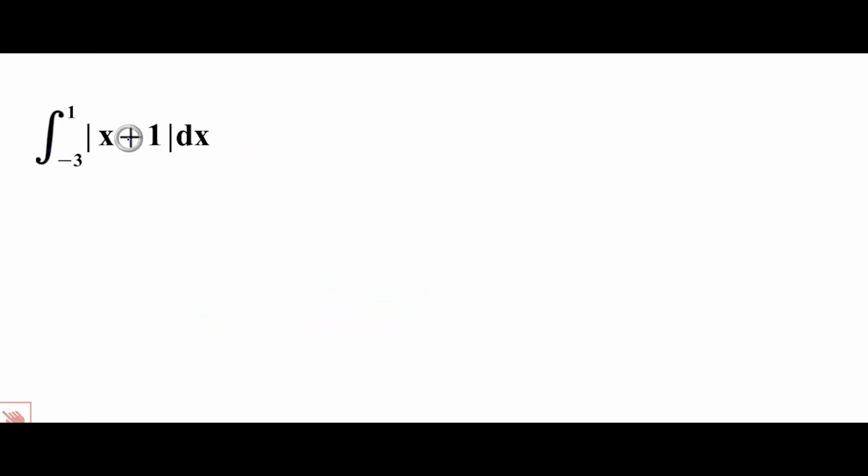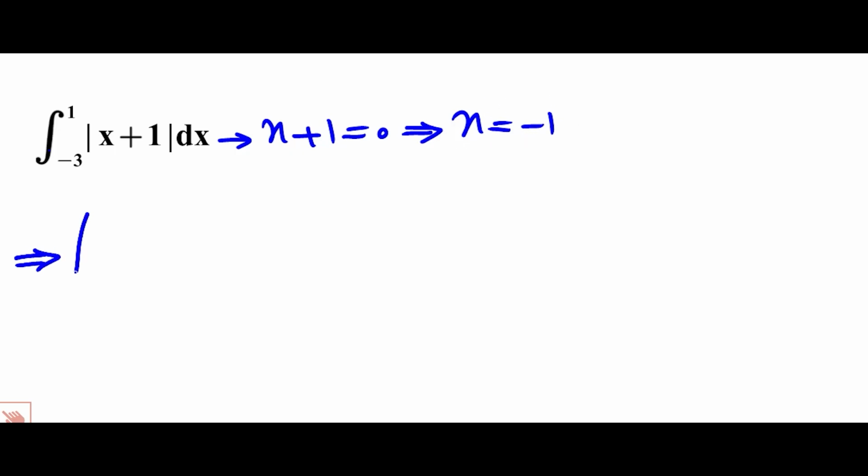Number 2, the integral of the absolute value of x plus 1 dx from -3 to 1. First find where x plus 1 equals 0, so we have x equals -1. So the absolute value function changes at x equals -1, so we split the integral. We have the integral of from -3 to -1 plus the integral of -1 to +1.